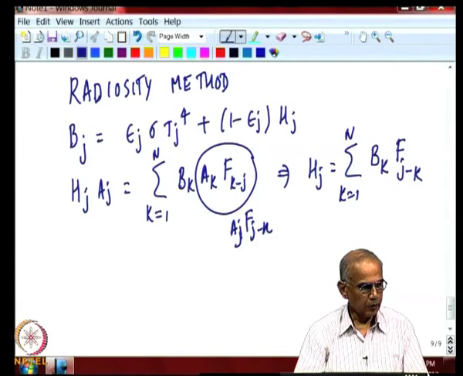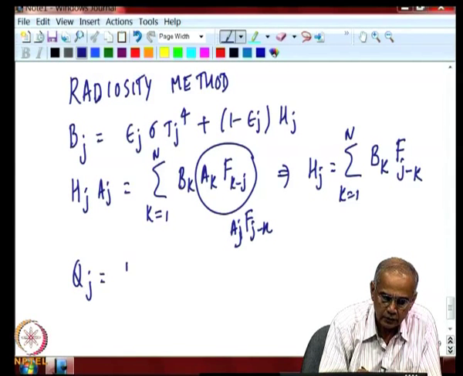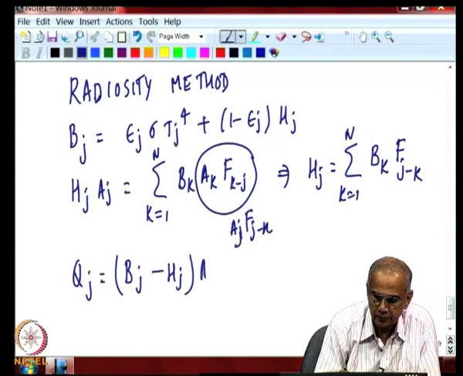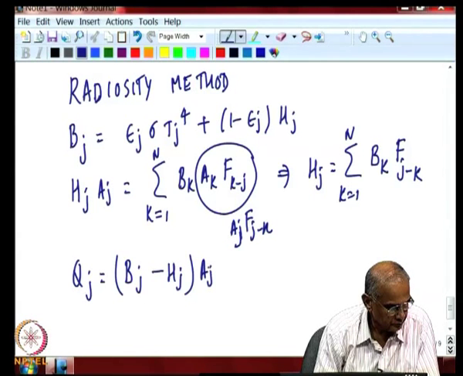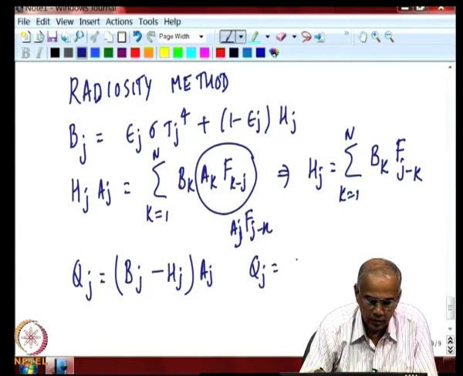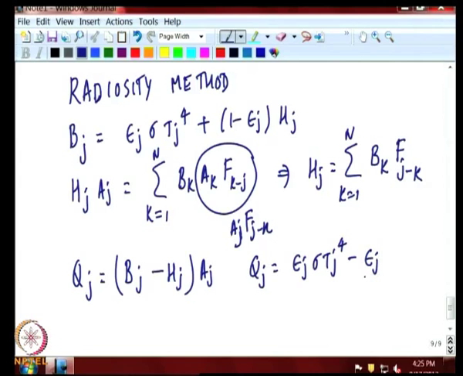Now, what is the advantage? Because now you can write Qj, the heat to be removed, as the radiation leaving the surface minus that arriving, times the area of the surface. You can also write it as radiation emitted minus radiation absorbed. For a gray diffuse surface, alpha j equals epsilon j. So this is actually absorptivity times irradiation multiplied by Aj.